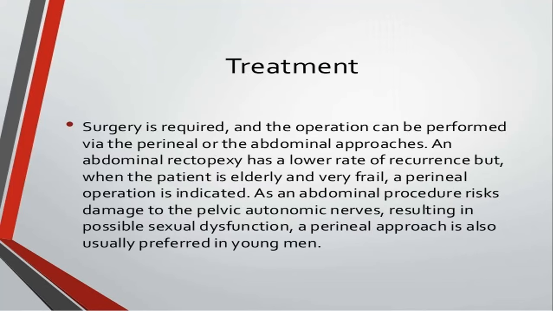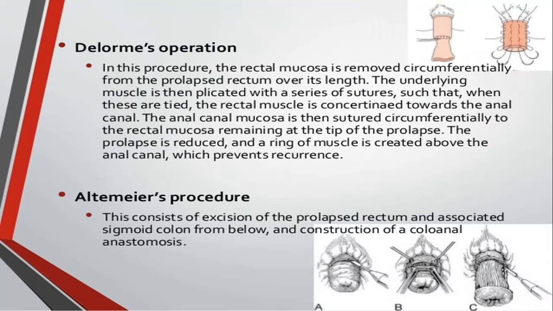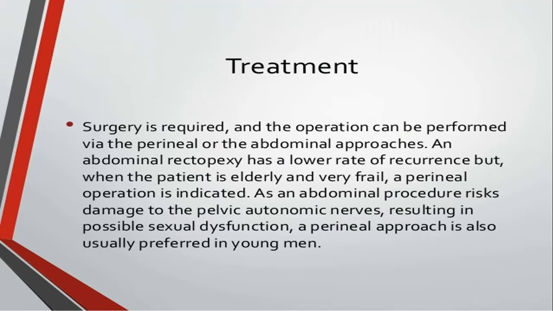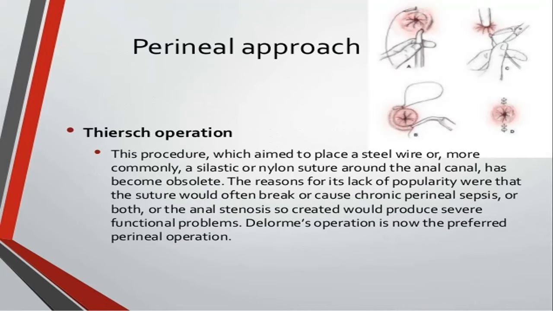Now, I will mention the perineal surgery names and abdominal surgery names. In the perineal approach, there is the Thiersch operation. This procedure basically aims to place a steel wire, or more commonly a nylon suture, around the anal canal.